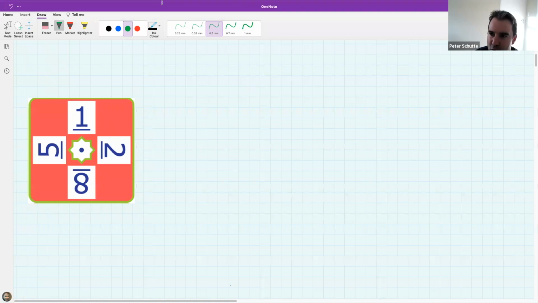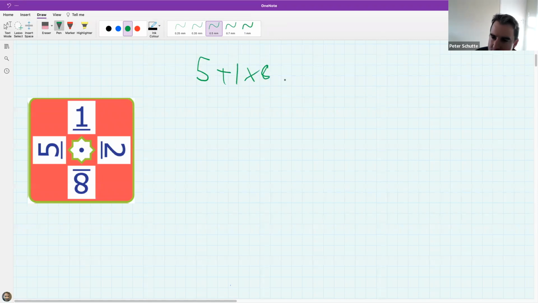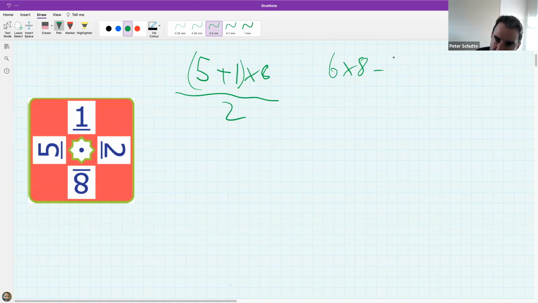How do we get to 24 using these numbers? Sakila has said 5 plus 1 times 8 divided by 2. Now, where would your bracket be, Sakile? I think your bracket would have had to be here. Let me see if I agree. So 5 plus 1 is 6. 6 times 8 is 48. And 48 divided by 2 is 24. So that is correct.